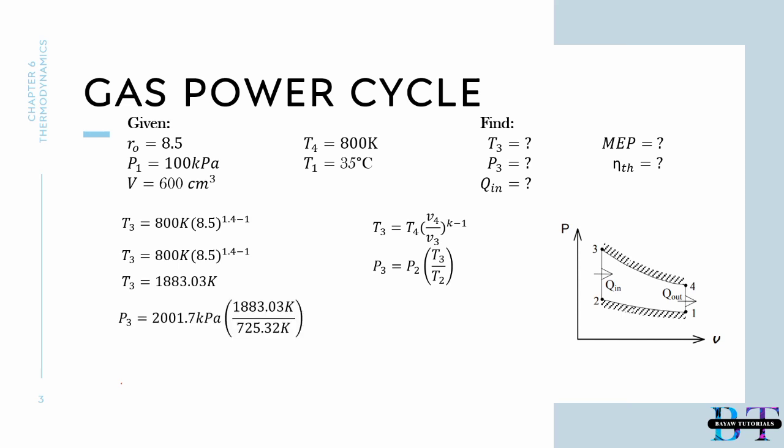Now our highest pressure, P sub 3, is P sub 2 times T sub 3 all over T sub 2. And since we can see that volume is constant at state 2 and state 3, the volume ratio is equal to 1. Now we'll have our highest pressure at 5,196.69 kilopascals.